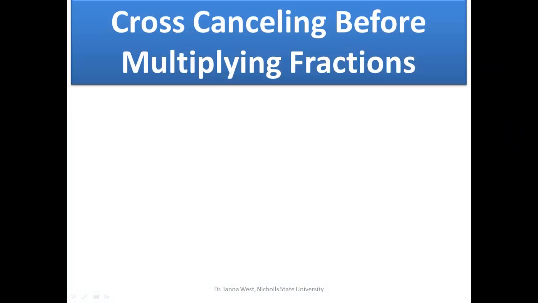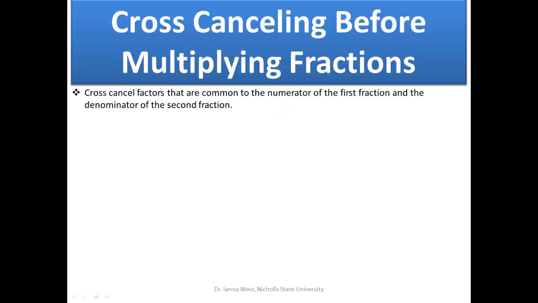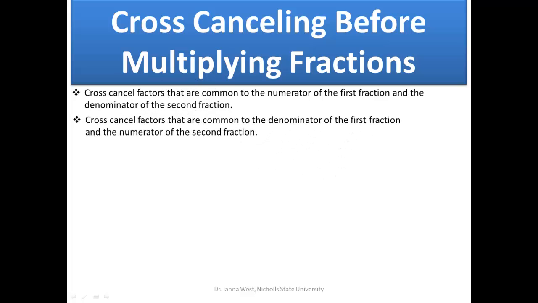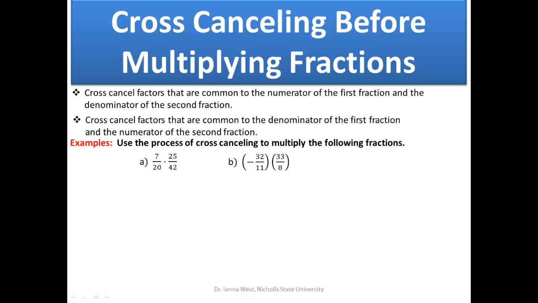To make multiplying and reducing the product easier, we will look at cross-canceling before multiplying fractions. So before multiplying two fractions, we can cross-cancel factors that are common to the numerator of the first fraction and the denominator of the second fraction. Then we cross-cancel factors that are common to the denominator of the first fraction and the numerator of the second fraction. We will look at cross-canceling before multiplying the following fractions.